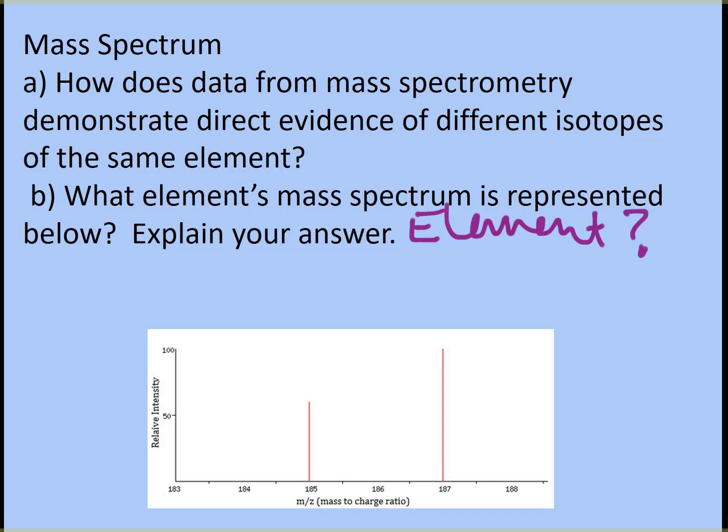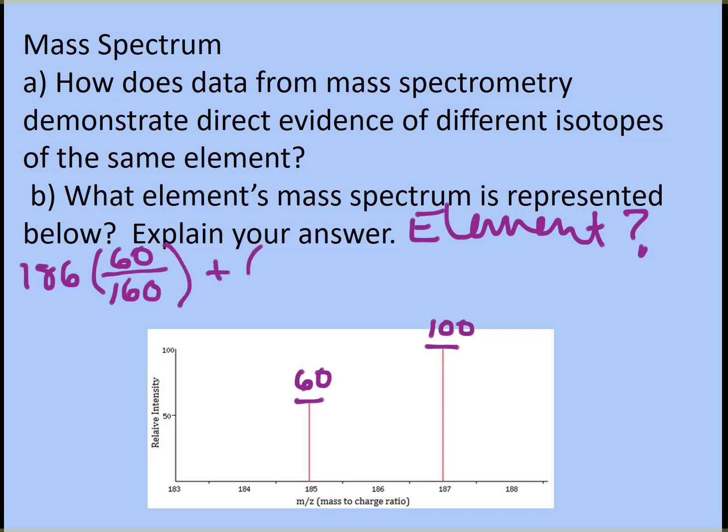So first of all, we can see that there's 2 isotopes. And it does look like this one's 100, and then I'm just going to guess here, let's say 60. And so I'm going to do the same thing. So my first one, it's a mass of 185, and I'm going to multiply it by the percentage, which is 60 divided by 160. And I'm going to add it to the next one, 187. And it's 100 divided by 160.